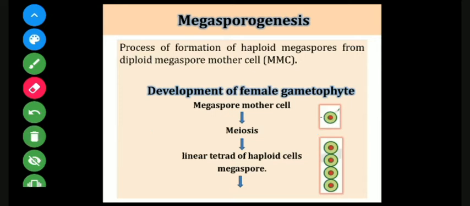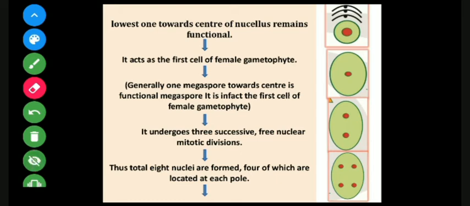Okay, so for this reason there is meiosis and formation of all the 4 megaspores. But remember, the reason is because the megaspore mother cell was diploid, so ultimately they will do the meiotic division only.